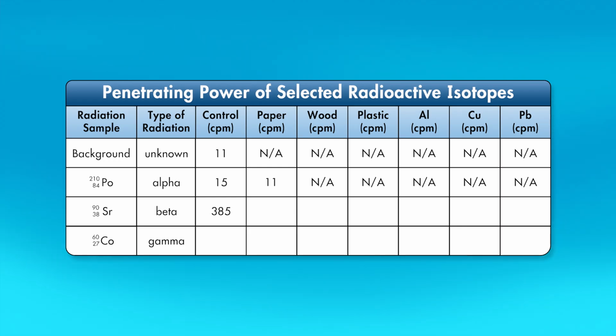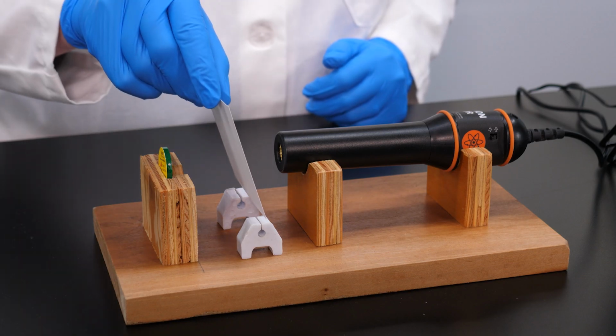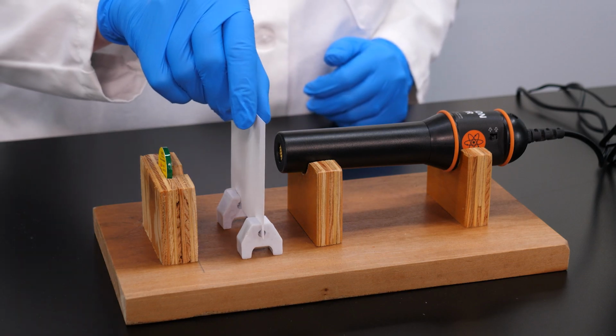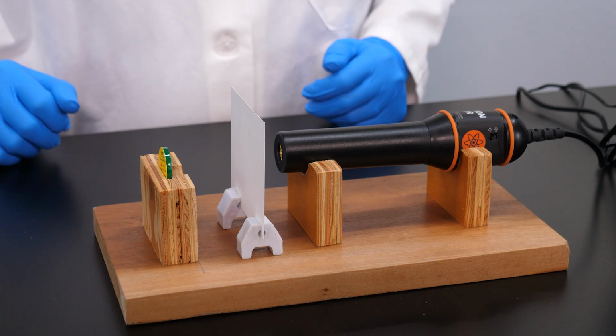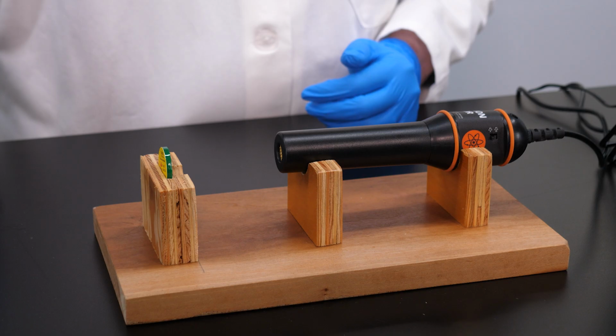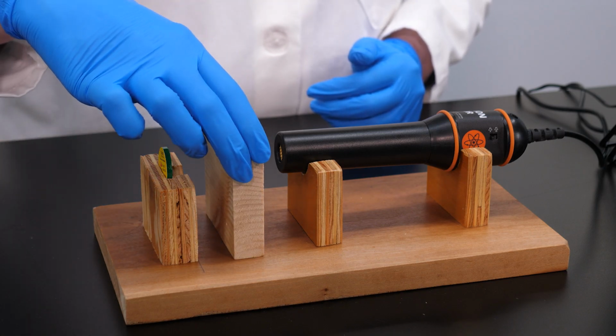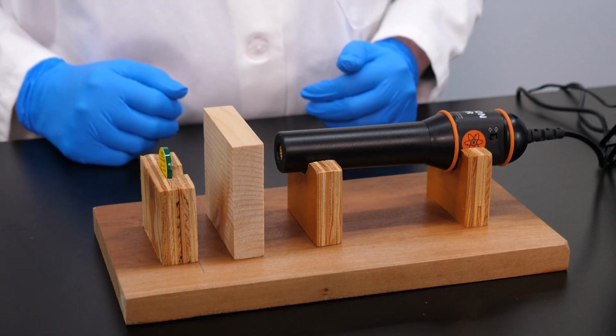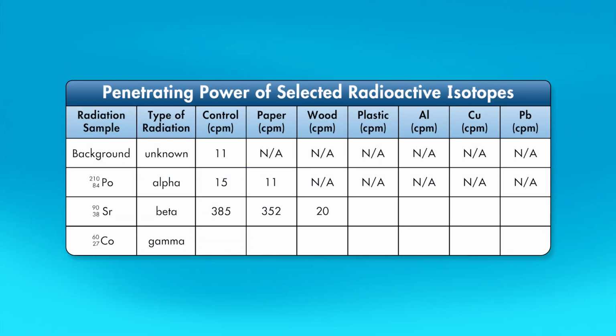for beta radiation. Now, let's try the paper shield to see what effect it has on beta radiation. With the paper shield in place, the number of counts is 352. It seems that the paper shield has only a slight effect on beta radiation. Wood is denser than paper, so let's see if wood will stop beta particles. With the wood shield in place, the nuclear radiation counts dropped to 20, which is a significant decrease.